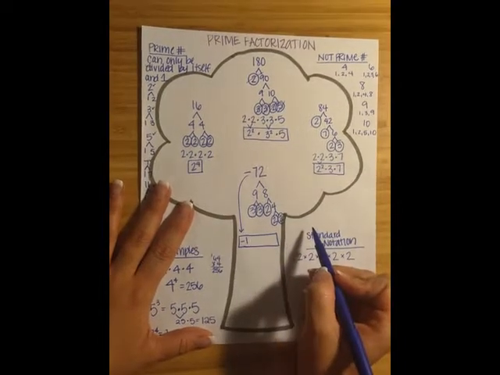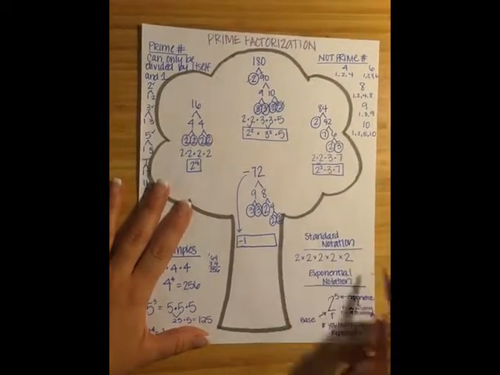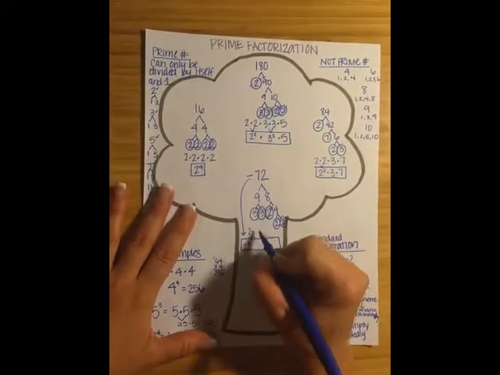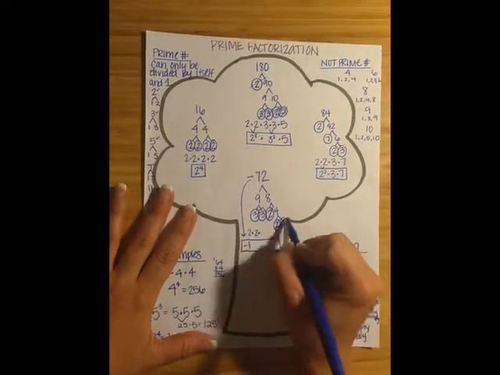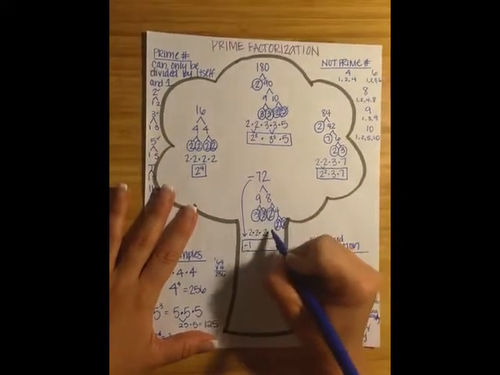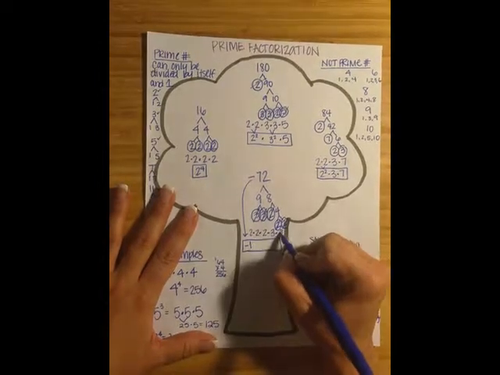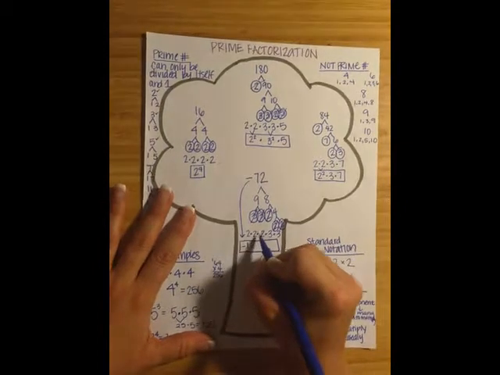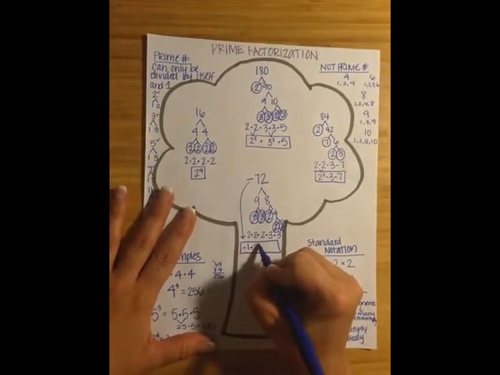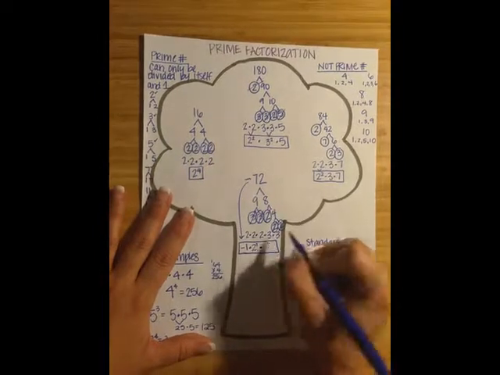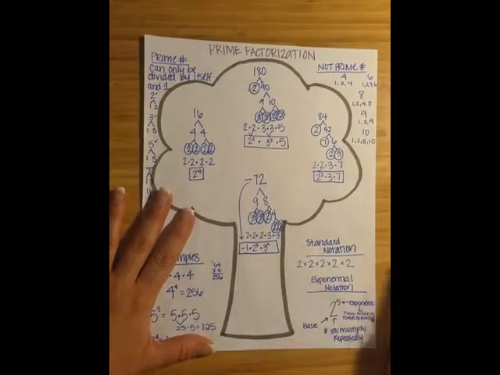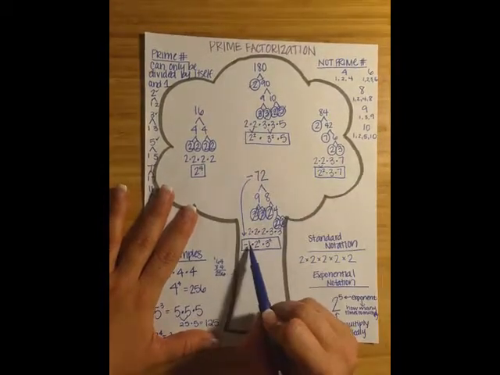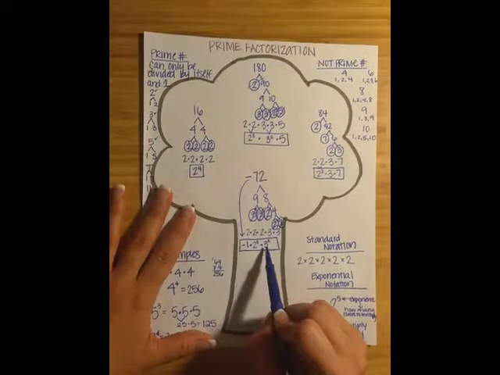So now I'm going to write it out in standard notation. Remember, all out like that. Start least to greatest. So I have 2 times 2 times 2 times 3 times 3. Now I'm going to write it in exponential notation. I have 1, 2, 3 2s, so big 2, little 3. And then I have 2 3s, so big 3, little 2. So the prime factorization of negative 72 is negative 1 times 2 cubed times 3 squared.